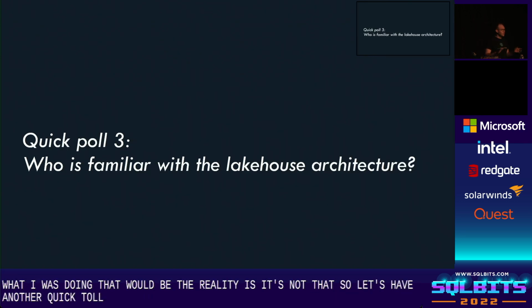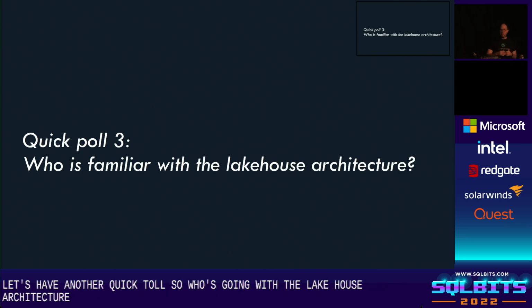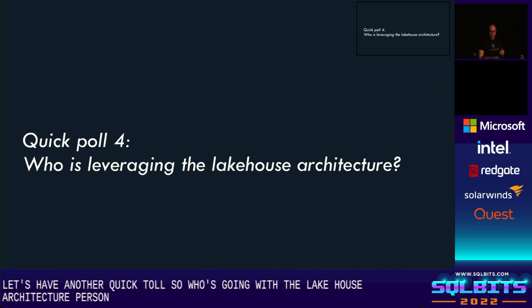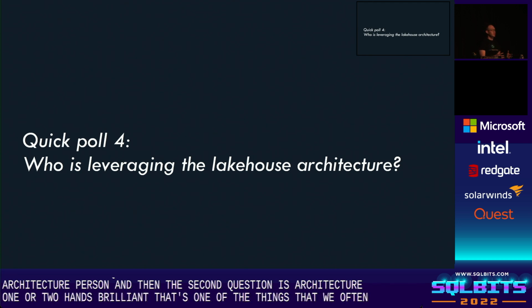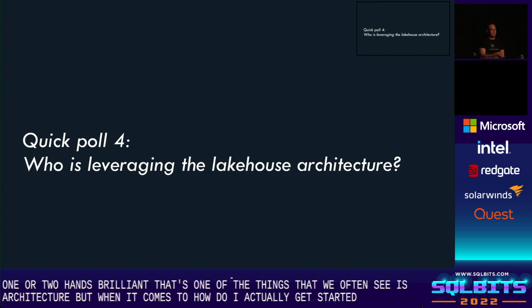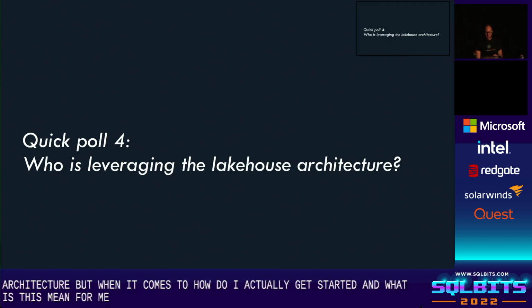Who's familiar with the Lakehouse architecture? Pretty good familiarity, awesome. And then the second question is, who's leveraging the Lakehouse architecture? One or two hands, brilliant. I think that's one of the things we often see: a lot of people are familiar with this architecture, but when it comes to how do I actually get started and what does this mean for me, people aren't as familiar.